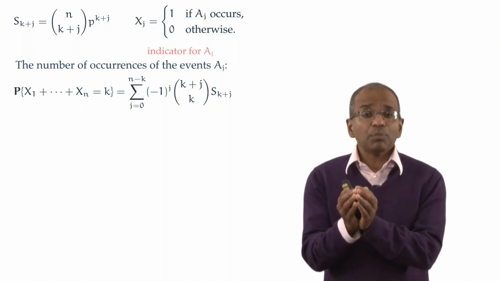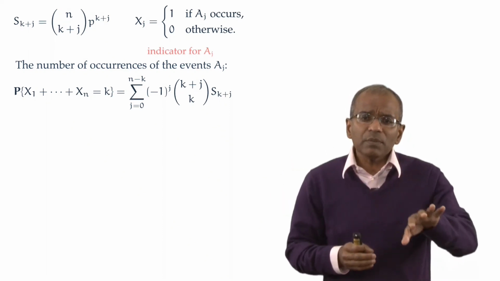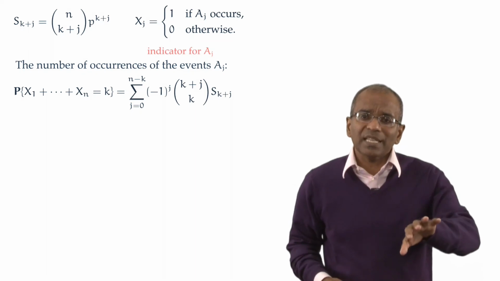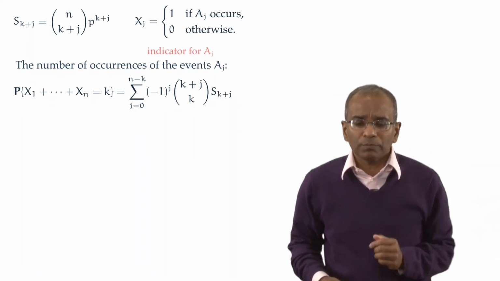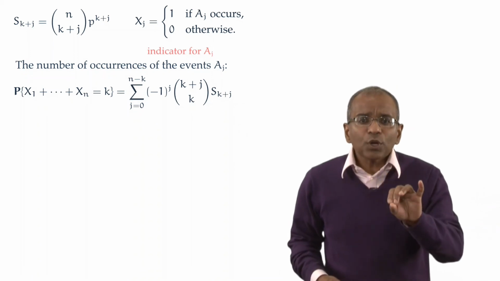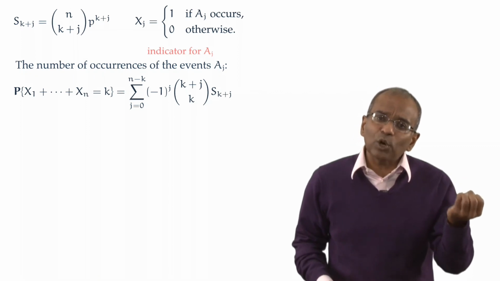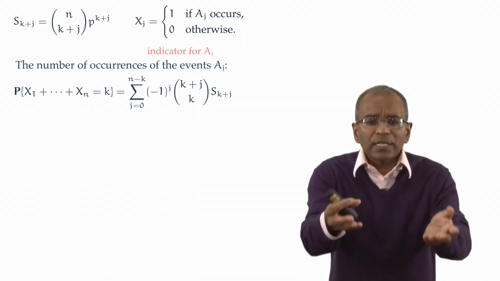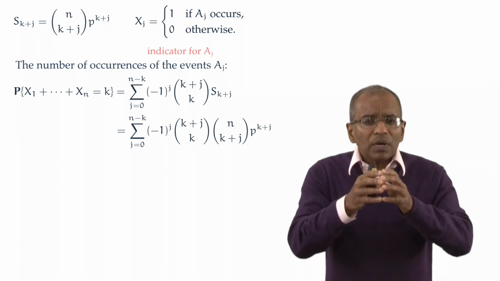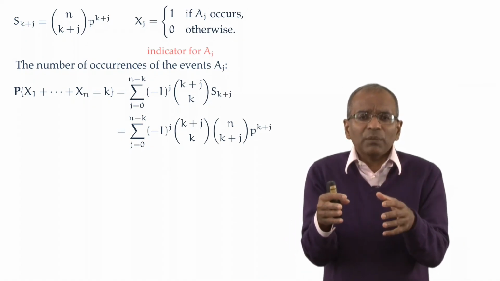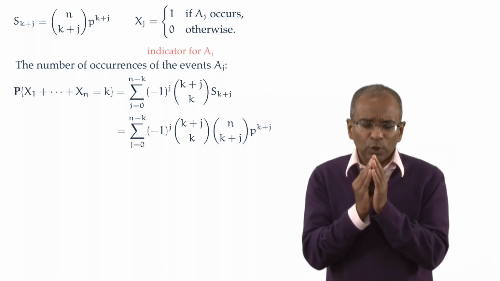The theorem tells us the probability that precisely k of the events A1 through An occurred is given by an alternating sum starting at Sk, and then involving Sk plus 1, and then Sk plus 2, and so forth. Each of the terms, Sk plus j on the right, has got a simple binomial formulation. Let's promptly write it down. And now, inside the sum, I've got something which looks a little forbidding initially, because I've got a product of two binomial coefficients.